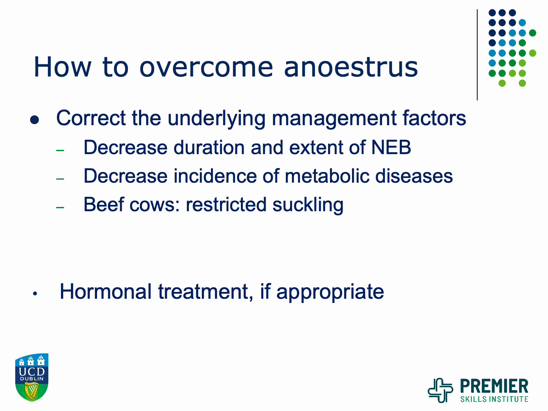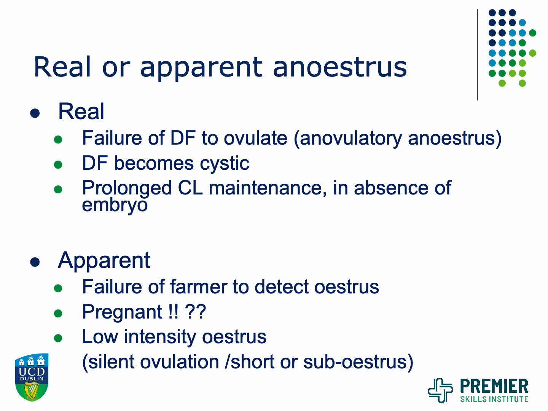on synchronization. So real or apparent anestrus, what is real and what is apparent? Real is if a follicle doesn't ovulate. It can either just maintain or become cystic, and anestrus, of course, is also caused by a persistent CL in absence of an embryo. Apparent anestrus is failure of detection, low intensity estrus, or in a lot of cases, actual a pregnancy that has already been established.